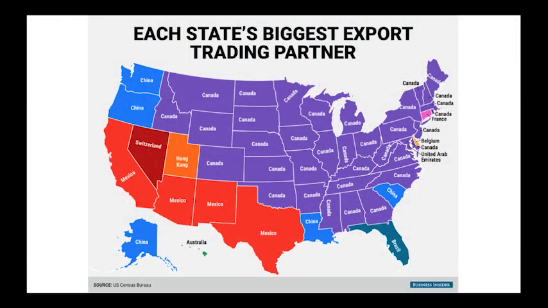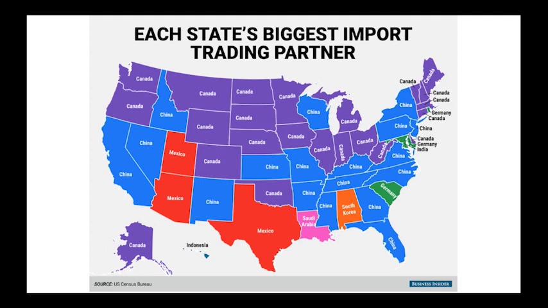Now here's an interesting map. This looks at the largest export partner of every U.S. state. One of the things I think is interesting here is that in the U.S., the biggest export partner is Hong Kong, and they don't show up in any other state. Now here's the reverse, which is each state's biggest import trading partner. And again, you can note that Utah's biggest import partner is Mexico.